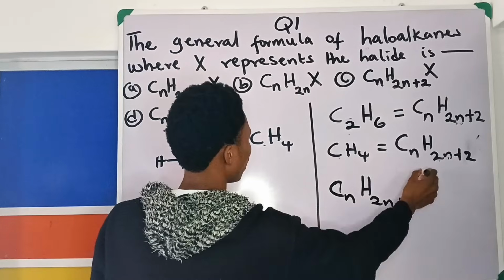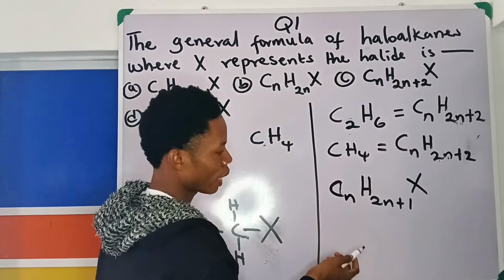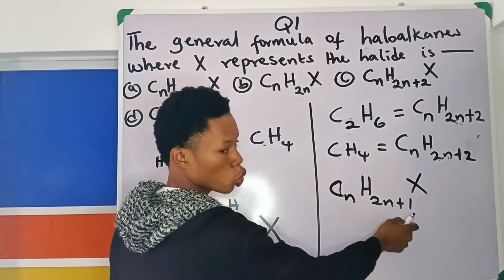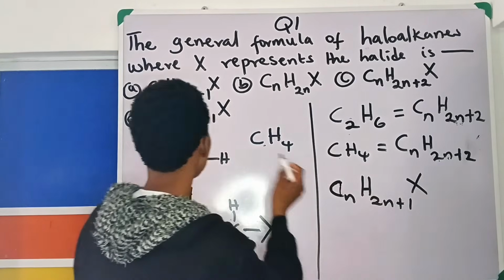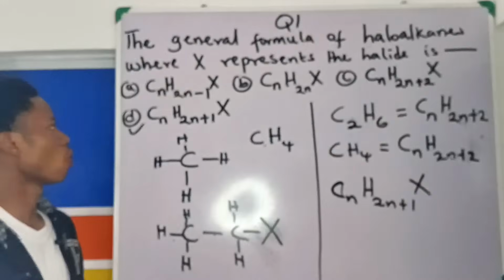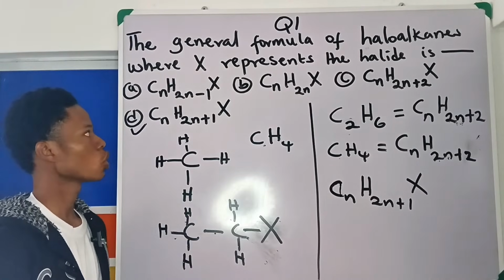CnH2n+1X. If it were only an alkane, it would have been CnH2n+2. But since we are adding a halide, we remove one hydrogen. That is why we have D as our answer. So this is the answer to this question.